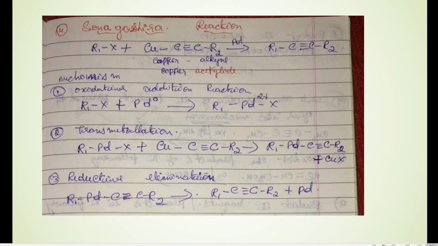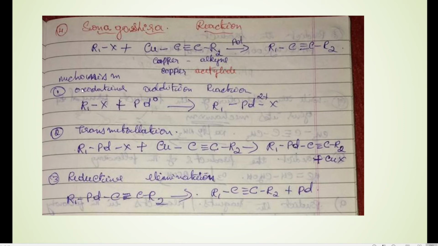Next is Sonogashira reaction, which is a carbon-carbon triple bond forming reaction. So here we are making an alkyl halide react with copper acetylide, that is Cu-C triple bond C-R2. Okay, so actually this is a carbon-carbon single bond forming reaction only because triple bond is already there. Okay, so here R1 is forming a bond with this carbon, so it is a carbon-carbon single bond forming reaction. And in the presence of palladium catalyst, you get R1-C triple bond C-R2.